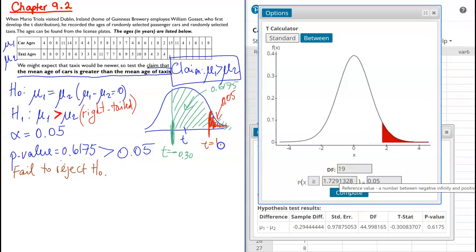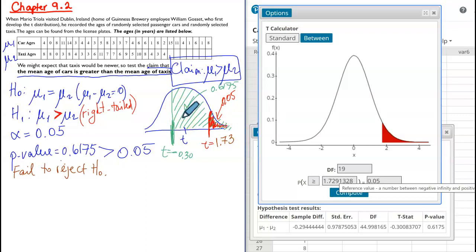Let's write it down. So we fail to reject null hypothesis based on two methods. The p-value method, because the p-value is greater than significance level, and the critical value, because test statistic is smaller than the critical value, therefore it is in the non-critical region.